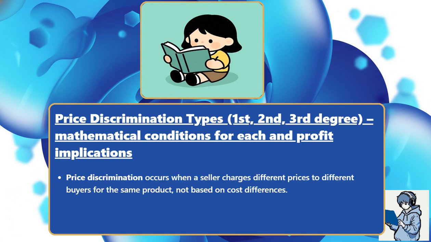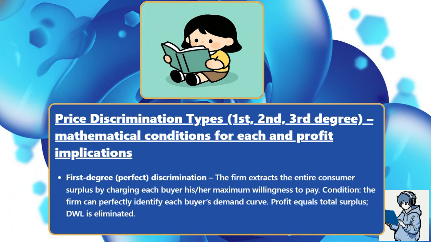7. Price discrimination: types, conditions, and profit implications. Price discrimination occurs when a seller charges different prices to different buyers for the same product, not based on cost differences. First-degree, perfect discrimination: the firm extracts the entire consumer surplus by charging each buyer his or her maximum willingness to pay. Condition: the firm can perfectly identify each buyer's demand curve. Profit equals total surplus. Deadweight loss is eliminated.